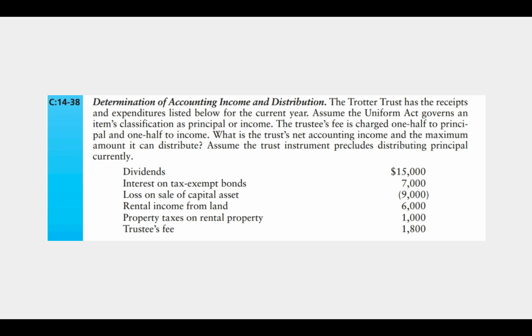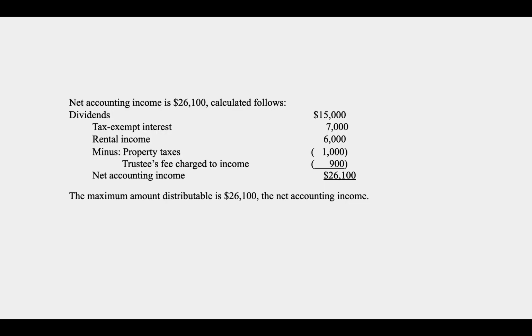Okay, so just looking at this, we have dividends, interest on tax-exempt bonds, loss on the sale of a capital asset, rental income from land, property taxes on rental property, and a trustee's fee. So first we need to determine the net accounting income. And we do this as follows. We have the dividends, the tax-exempt interest, the rental income, and from there we get to subtract the property taxes and we get to subtract the trustee's fees that are going to be charged to income.